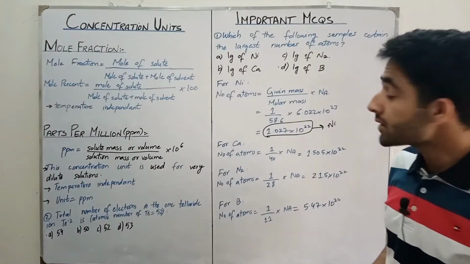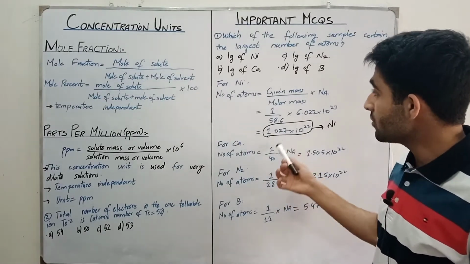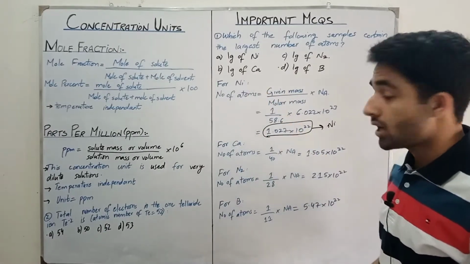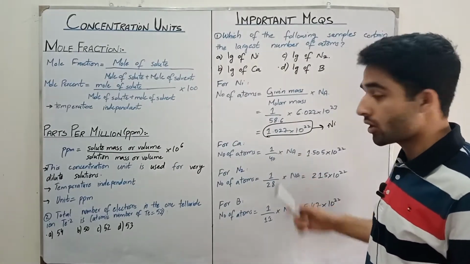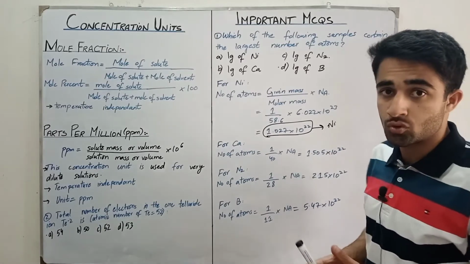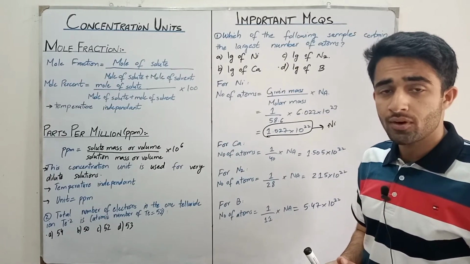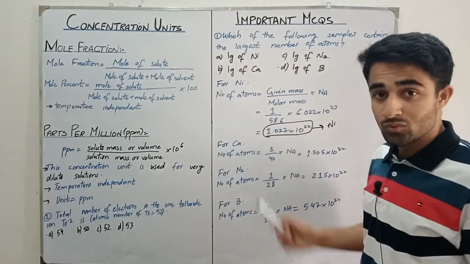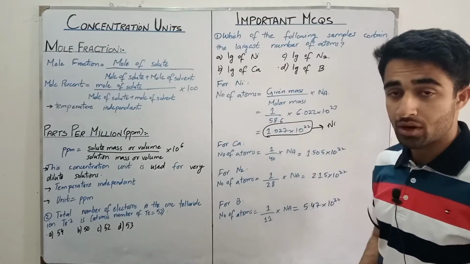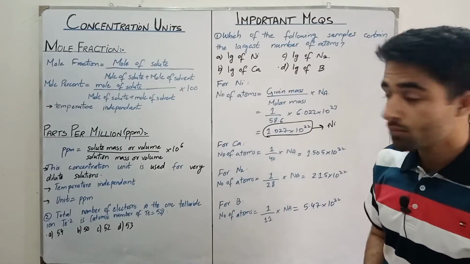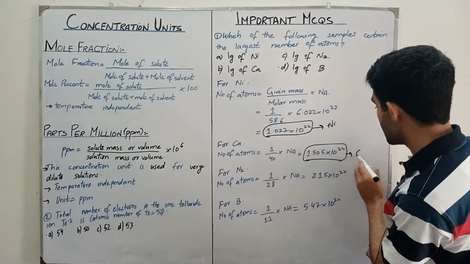Next, for the calcium, the number of atoms is equal to the given mass, which is also 1, and the molar mass is 40, which is the mass number of calcium, multiplied by Avogadro's number, 6.022 into 10 raised to power 23. By calculating, the answer is 1.505 into 10 raised to power 22 number of atoms of calcium.